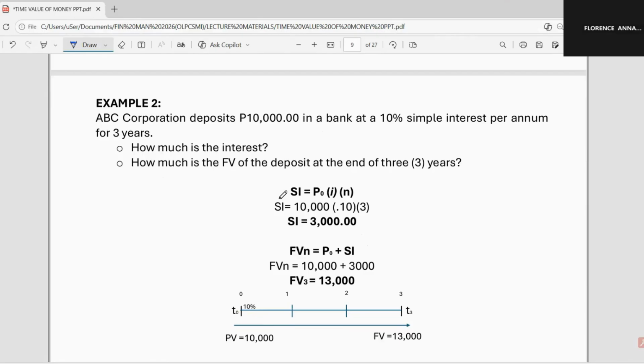That is principal times interest times the number of years. So, ang ating principal is 10,000 times 10% times 3 years. So, you get your simple interest na 3,000. And your future value, therefore, at the end of 3 years is 3,000, which is your simple interest plus your principal ni 10,000. Kaya you get 13,000.